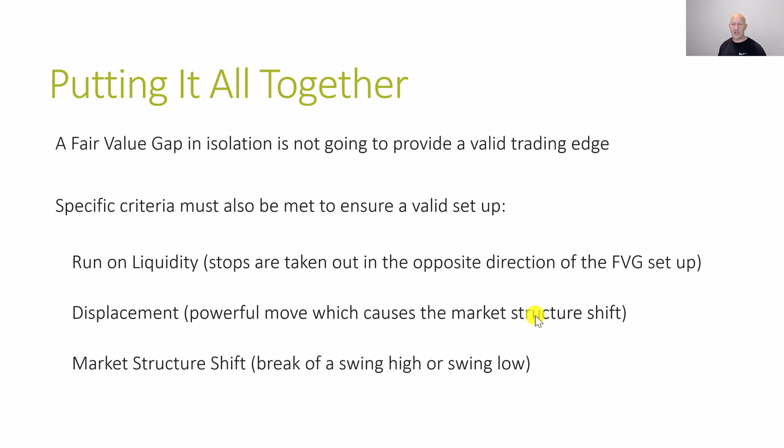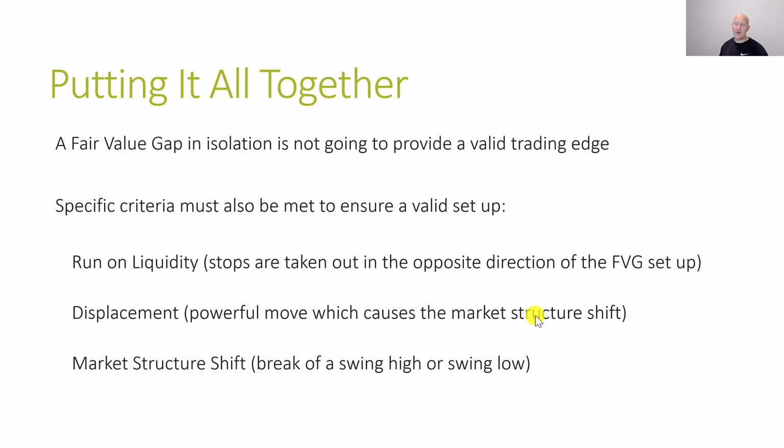So the first thing that we're going to be looking for is a run on liquidity. So we're going to see the market or price go into those old highs or old lows, so into that buy side liquidity or that sell side liquidity. We'll have all those stops taken out, and that is going to generally be in the opposite direction of the fair value gap setup we're looking for. So for example, if you're looking for a long fair value gap, so a bullish fair value gap setup, you would want to see the sell side liquidity taken out first.